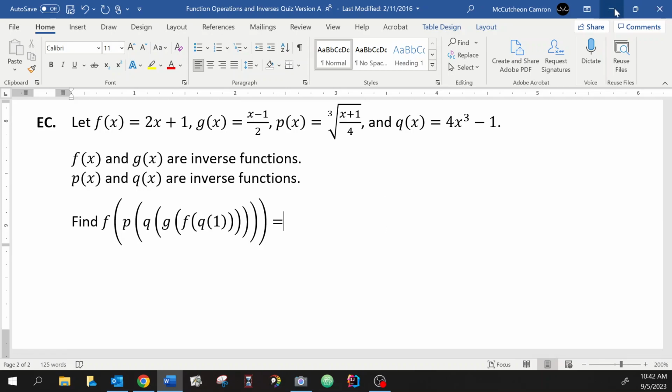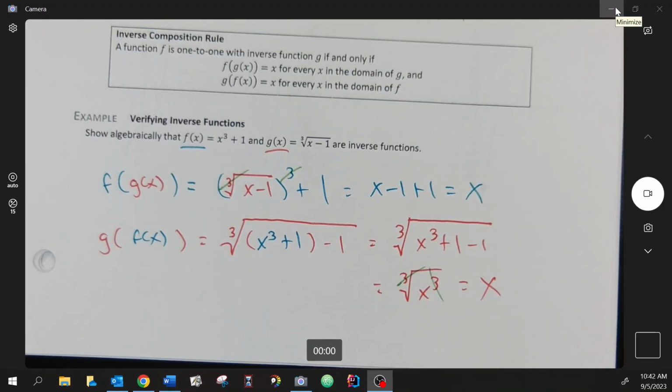Now I'm not done with this old test. We'll come back to it in a moment.